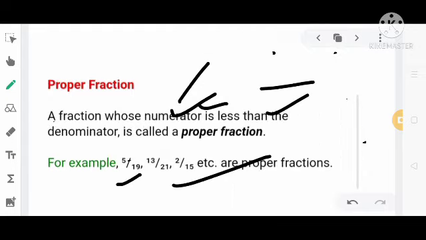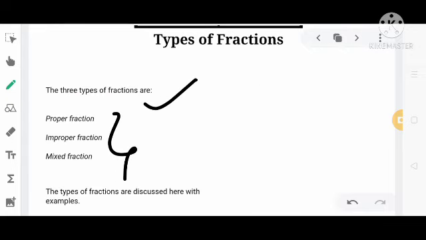These are the types of fractions I have studied. I hope you clearly understood these 3 types. First is proper fraction, then improper fraction, and last one is mixed fraction. Proper fraction means numerator is less than denominator. Improper fraction means numerator is greater than or equal to denominator. Mixed fraction means combination of a whole number and a proper fraction.